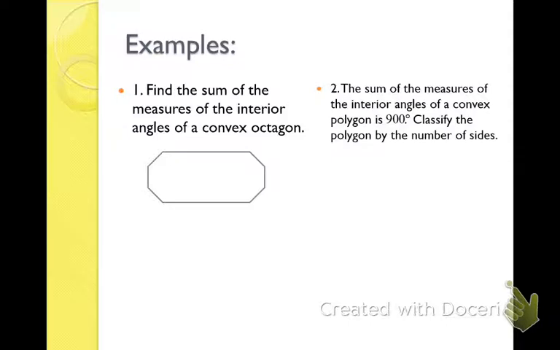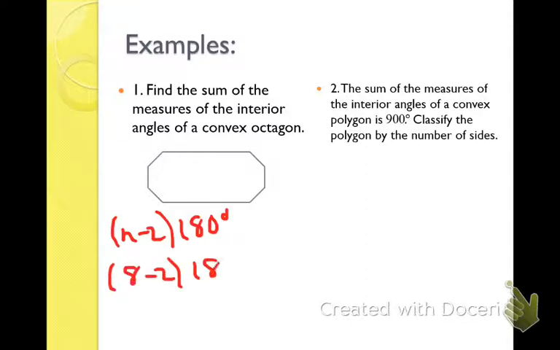All right. Examples. Find the sum of the measures of the interior angles of a convex polygon. All right, so a convex octagon. So what's the formula I'm going to use to find the sum of the interior angles? Seth? N minus 2 times what? Times 180. So I plug in, it's an octagon, so it becomes 8 minus 2 times 180, which is 6 times 180. What is 6 times 180? 1080. Is it 1080 or 1000? Yeah, 1080, okay.